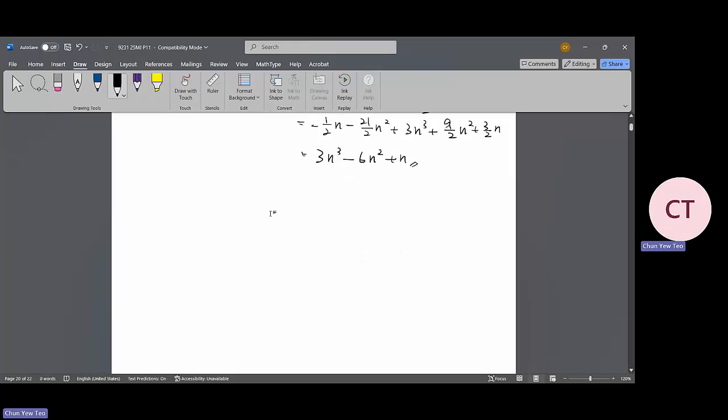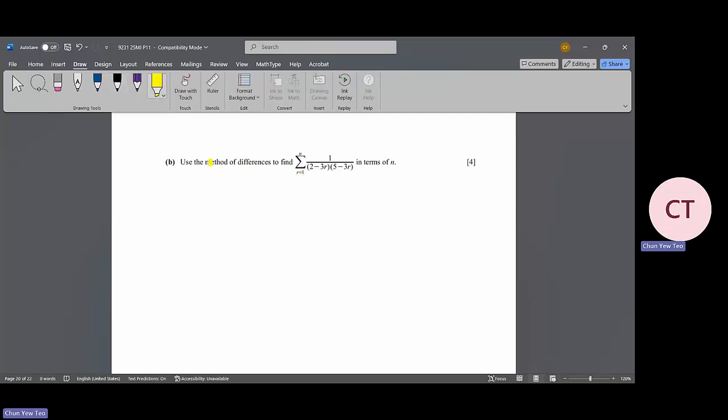Now we move on to question number 1b. Use the method of differences to find this series in terms of n. So what we need to do is that we know this one can be done by using partial fractions. So we will be using the partial fractions over here. Make it become a over 2 minus 3r plus b over 5 minus 3r. So you will get this form.